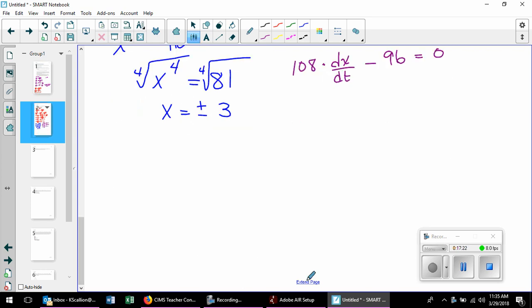So bring 96 to the other side. So I'm going to have dx over dt is equal to 96 divided by 108. So dx over dt is equal to... All right, so now what am I going to do? I'm going to do the other one. What's going to change?